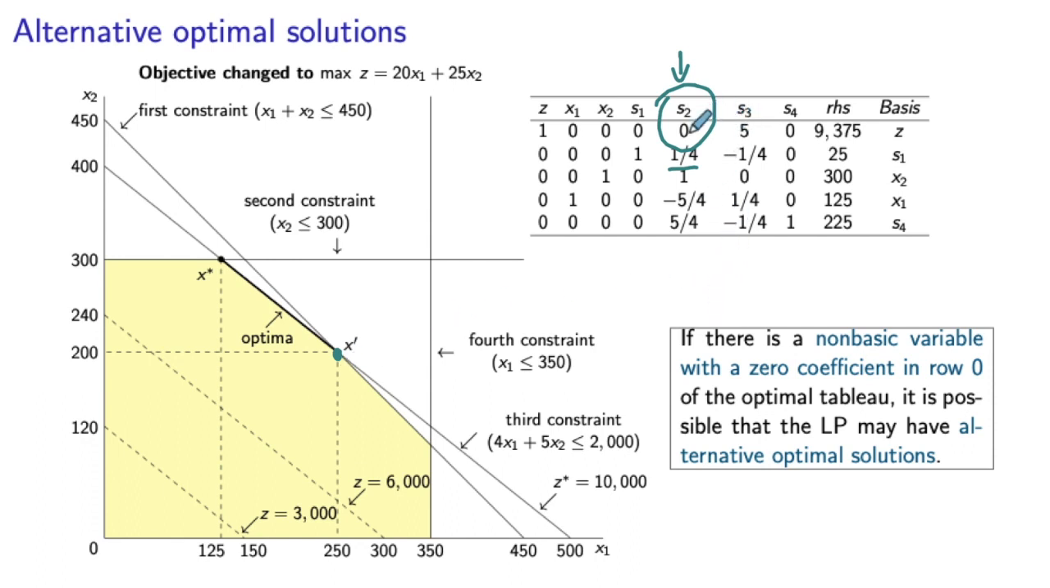So whenever we have a zero coefficient in row 0 for a non-basic variable, this is a sign that there potentially may be an alternative optimal solution. It doesn't guarantee that there will be an alternative optimal solution, because there is a possibility that if, let's say, you have a 0 right-hand side and a positive entry in this column, then we have degeneracy and we are going to end up at the same solution even when we try to use S2 as the entering variable. But if the ratio test yields a positive value, then you'll obtain an alternative optimal solution.